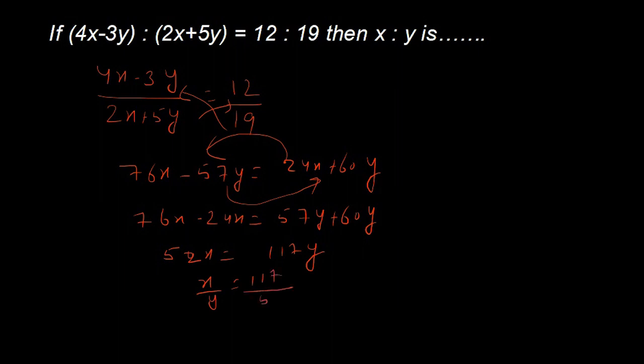117 upon 52. The ratio should be in the simplest form. So 13 nines are 117 and 13 fours are 52. So what is it going to be there? 9 is to 4. Okay, so let's come to the next question.